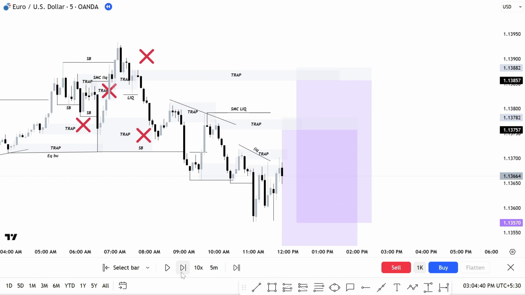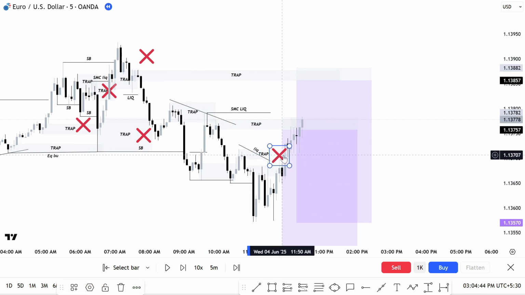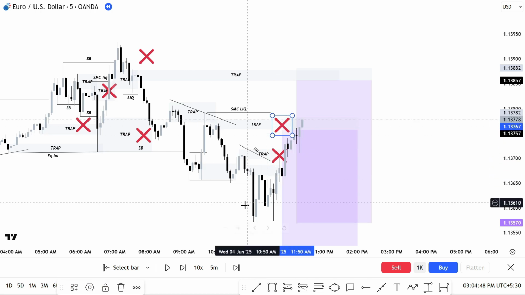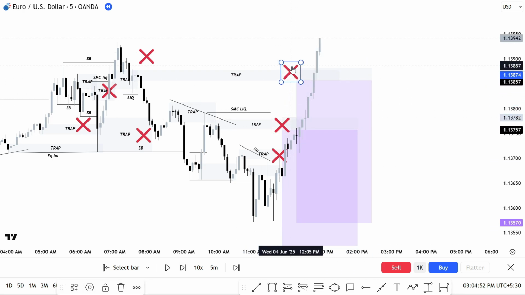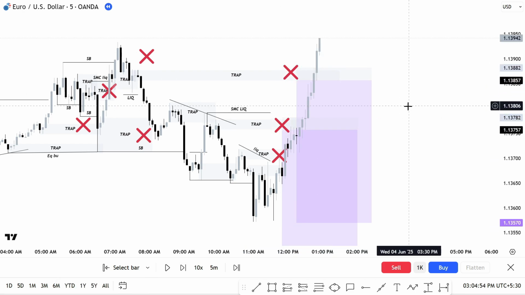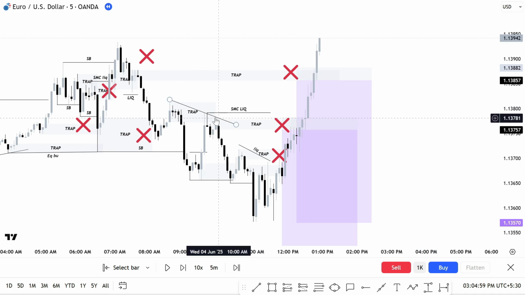Let's see the price. Price didn't react from here, not from here, trapping everyone, and not even from here. So this is how SMC traders are trapped. Even though they identified the liquidity and order block, they got liquidated. The reason is order blocks are liquidity.